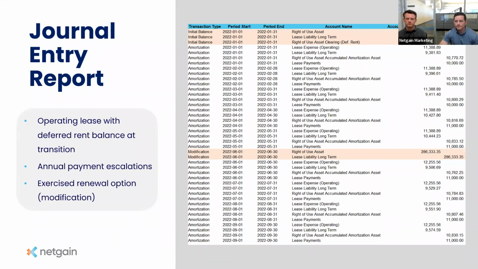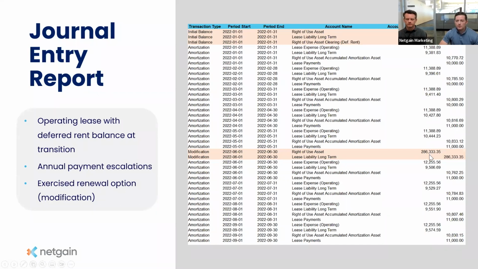We can see lease expense straight-lined at $11,388 every single month, and that's because there's escalating lease payments. Sure, they show $10,000 payments here, but as they increase, we have to straight-line that rent for operating leases over the life of that lease. We also see our right of use asset amortization. That's that credit listed here at $10,770. That changes every month because that right of use asset amortization is actually a plug figure under ASC 842.